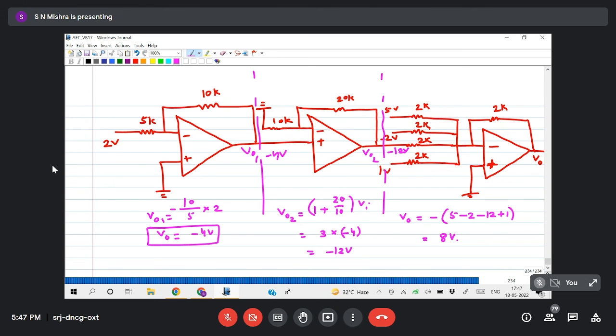See, तुम्हारा कितना आया था? कौन बोल रहा था? Sir, 8. 8 volts. Okay. So like that you can solve it. सबका आ गया? Yes, sir.